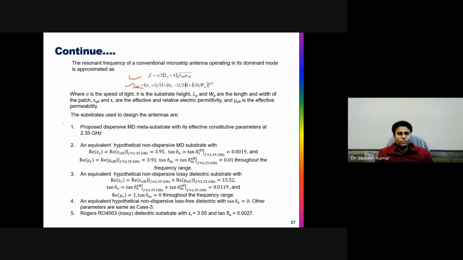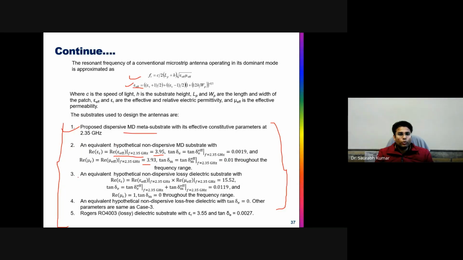And these are some case studies with a number of different types of structures. The first one is the proposed one, a magnetodispersive metamaterial, which changes with frequency. The second is non-dispersive. The same metamaterial parameters, epsilon and mu, of 3.95 and 3.93 are fixed at a particular frequency, and the loss tangent is also fixed.